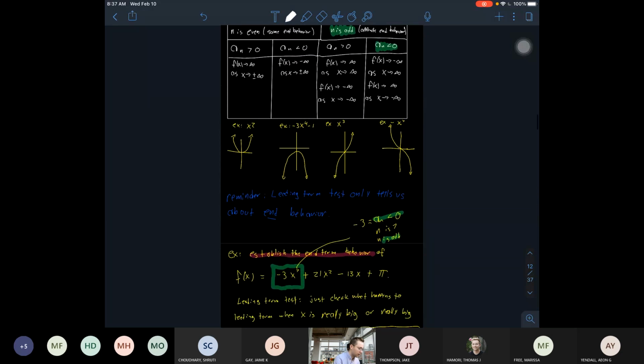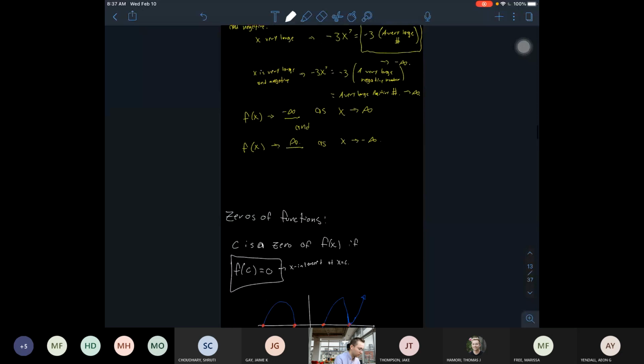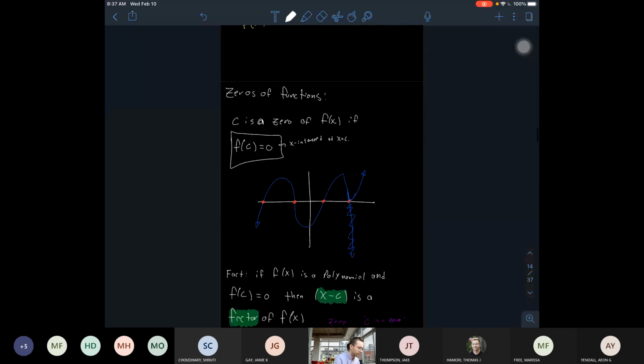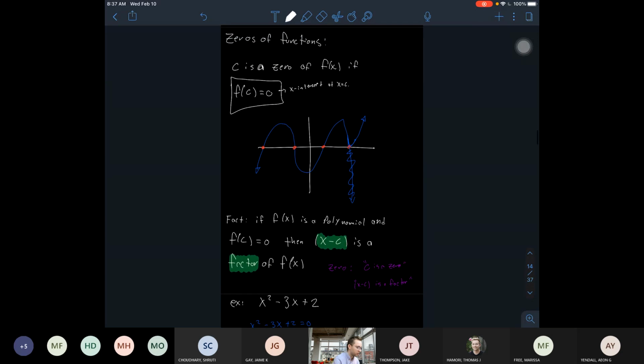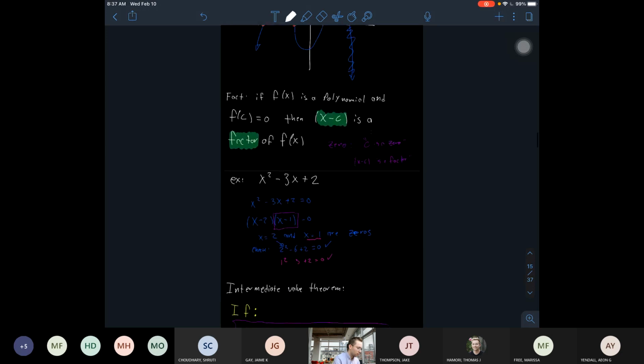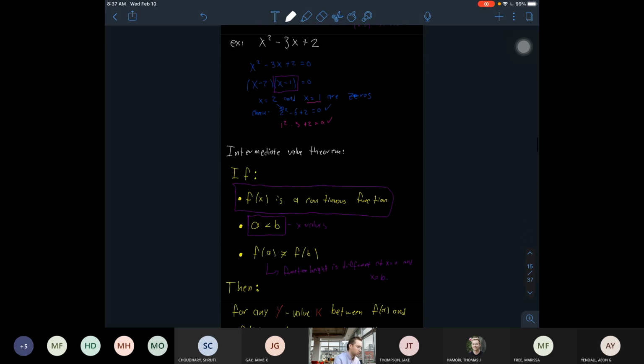We also learned about the zeros of functions. We talked about what it means for a function to have a zero at a point c. It just means that f of c is equal to 0. And we also talked about the intermediate value theorem, which was just to say that if I start low and end high and I have a continuous function, then I must have hit every height in between those points.